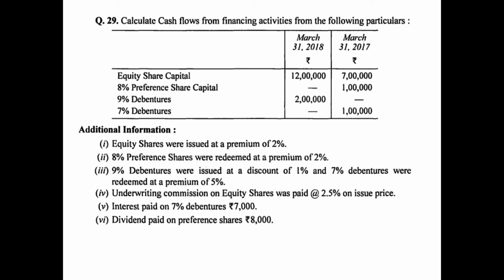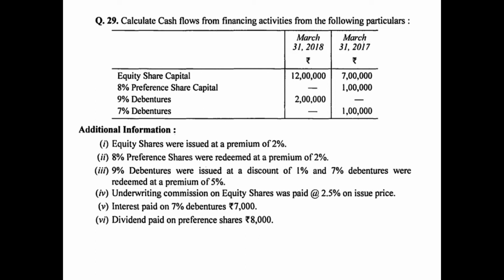The third particular is 9% debentures. Again, these percentages which are prefixed to the preference share capital or debentures imply the rate of interest or dividend on that particular share or debentures. So for 9% debentures, last year there were none, but in the current year there are 9% debentures of 2 lakh rupees.